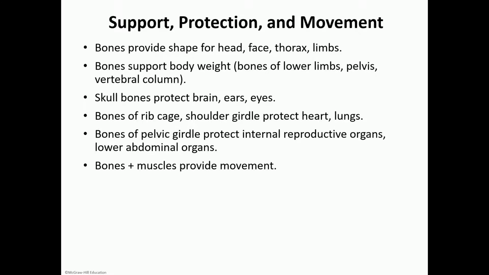So in support, protection, and movement, for example, as we said, the bones are going to support our body weight, okay, especially the bones of the lower limb and the vertebral column. The skull bones, for example, protect our brain, ears, and eyes. The rib cage protects the lungs and the heart. The pelvic girdle will protect the reproductive organs and the lower abdominal organs like the urinary bladder. And our bones and muscle combined together will provide our movement.